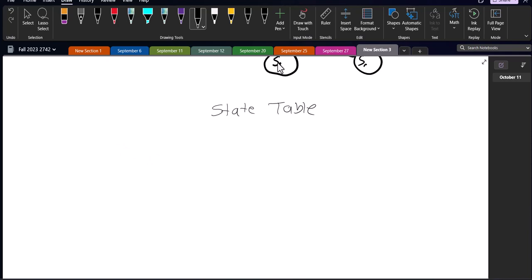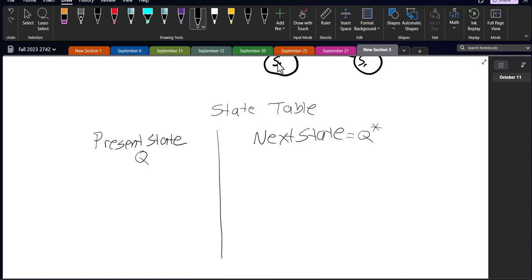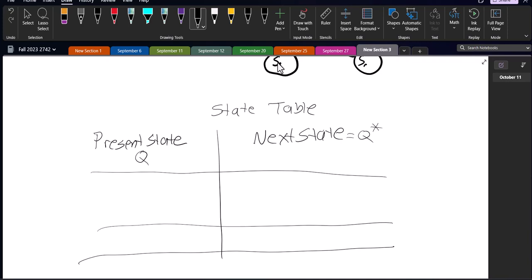Okay, so when you do a state table, you have your present state, and you have your next state. And later on, when you have functions that have outputs, you'd have another column over here for your output. But right now we don't have an output. So this is present state, that's Q, and our next state is Q star. And this is just one flip-flop. Because it's one flip-flop, I only have two states, 0 and 1. If I had two flip-flops, then I would have 4 states.